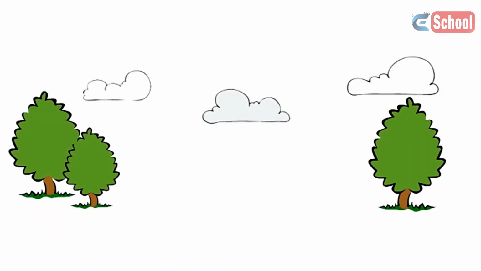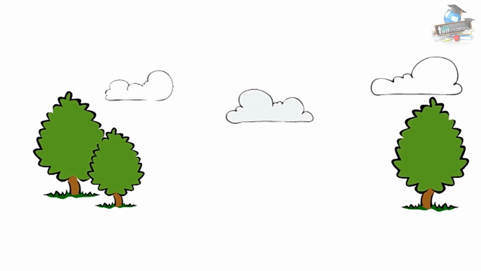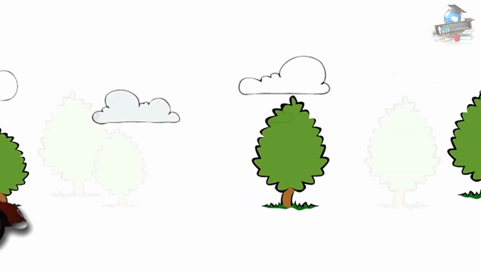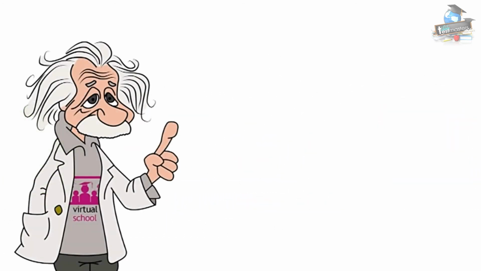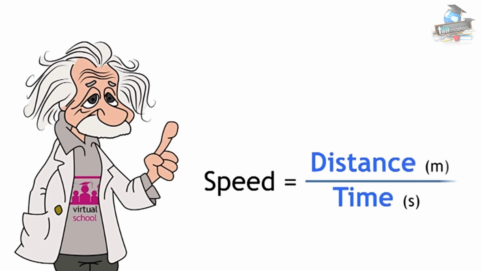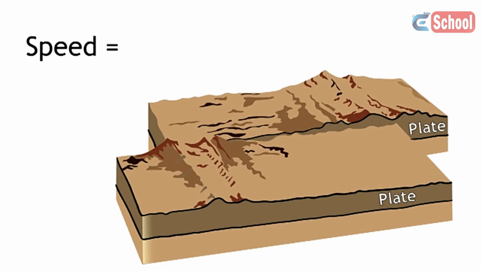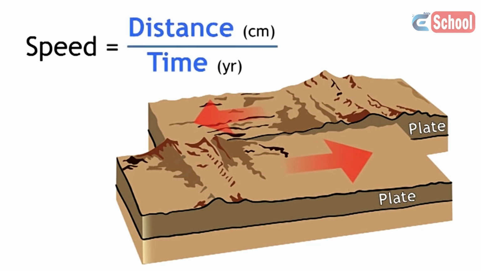Okay, so let's go back to the cars. The speeding car will be covering the same distance in less time compared to the safe motorist. Although scientists prefer metres per second, any combination of distance and time, depending on what's useful to you, would be acceptable. So for example, if we want to know how fast the tectonic plates move against each other, we could use a unit more like centimetres per year, but it'd still be acceptable.